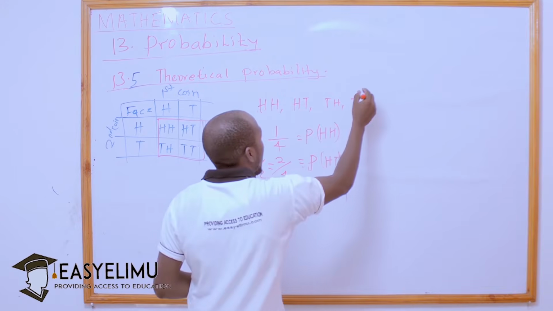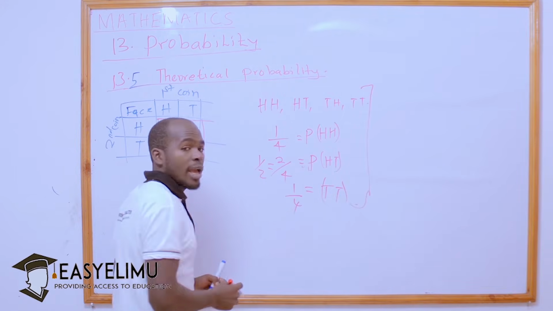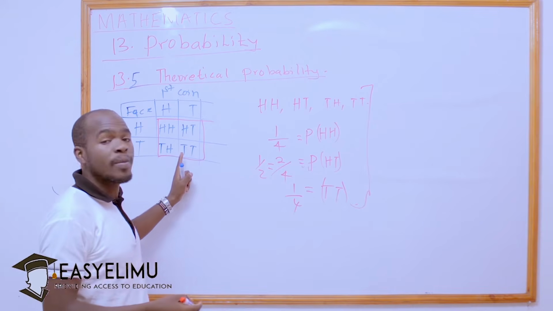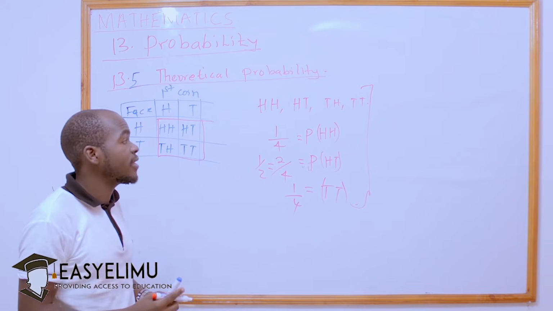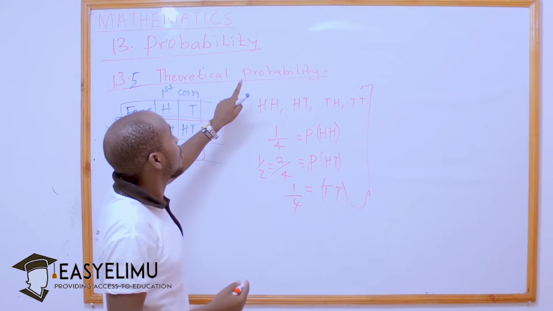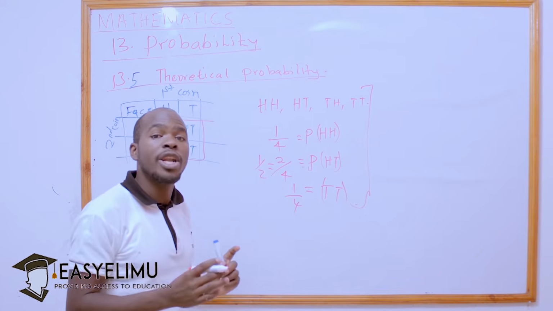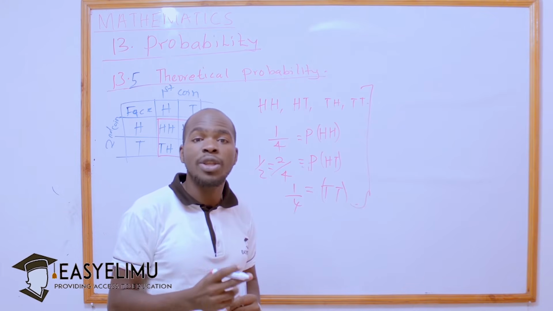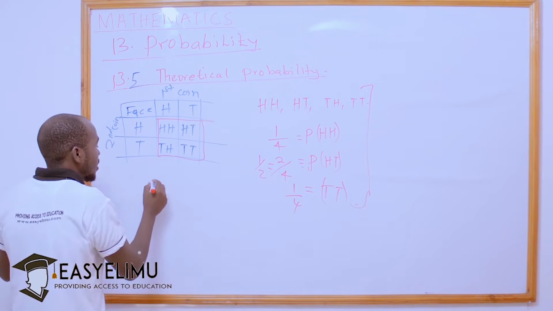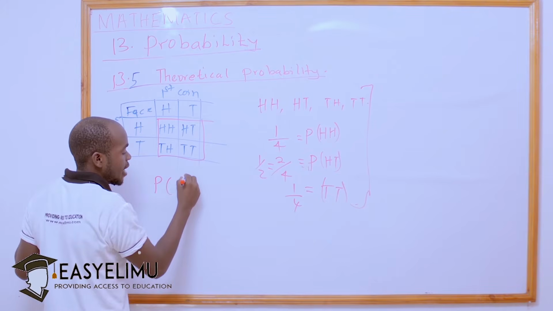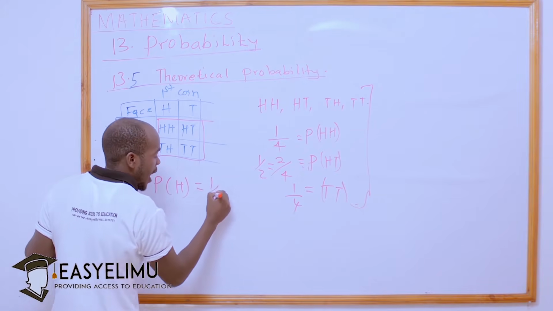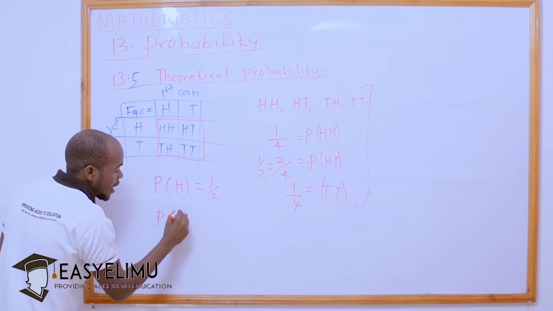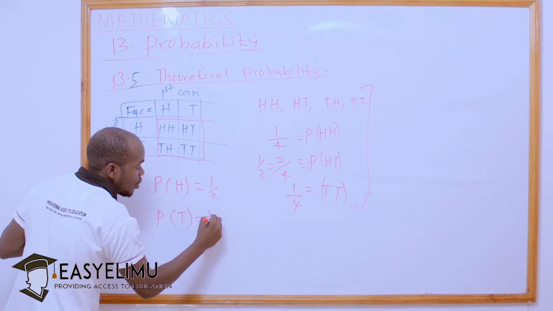So this one here, we have done it by experiment, but there is a way which we can do this using a theoretical way. We know that, given the physical nature of a coin, a head has equal chances of showing up with a tail. So the chance of finding a head in a single toss is a half, and that of showing a tail in a single toss is equal to a half.